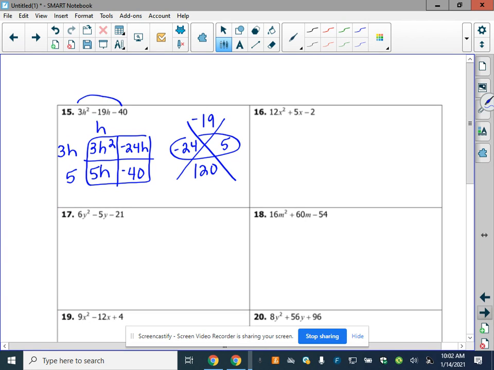Up and down in the second column, a negative comes first. I take it out. So that's negative 8. Final answer is 3h plus 5, h minus 8.